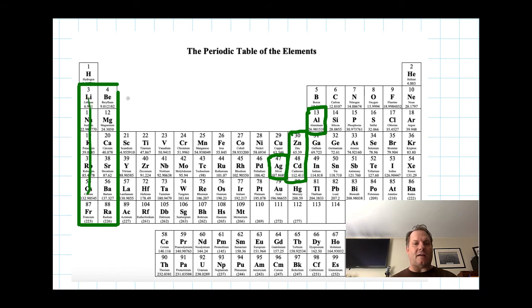it's something in that column, it's always going to be +1. If it's something in this column, it's always +2. Silver is always +1. Zinc and cadmium are always +2. Aluminum is always +3. Go ahead and write those little charges inside your periodic table.